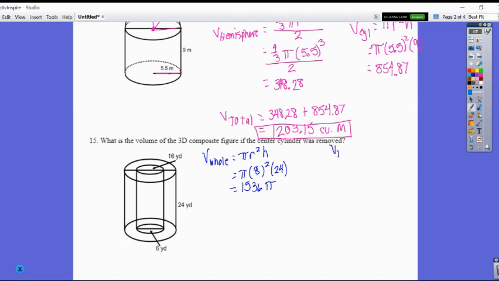Then find the volume of the inner tube, where that is. Again, this is the pi r squared h. So we got to figure out what the radius is for that inner portion. The inner section has a diameter of 6, means that my radius is 3. So we're doing pi 3 squared times, the height is again still 24. You're looking at 216 pi cubic yards. So then the volume without the center is going to be our 1536 pi minus our 216 pi.